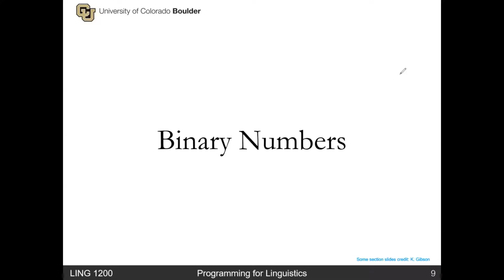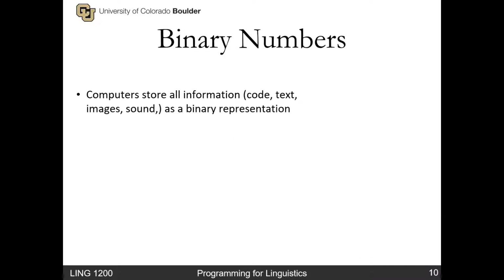Let's talk about binary numbers. Computers, as you may know, store all information, whether that's code, text, images, sound, anything that's on a computer, as a binary representation. Binary means it has only two parts, and in this case, 0 and 1.